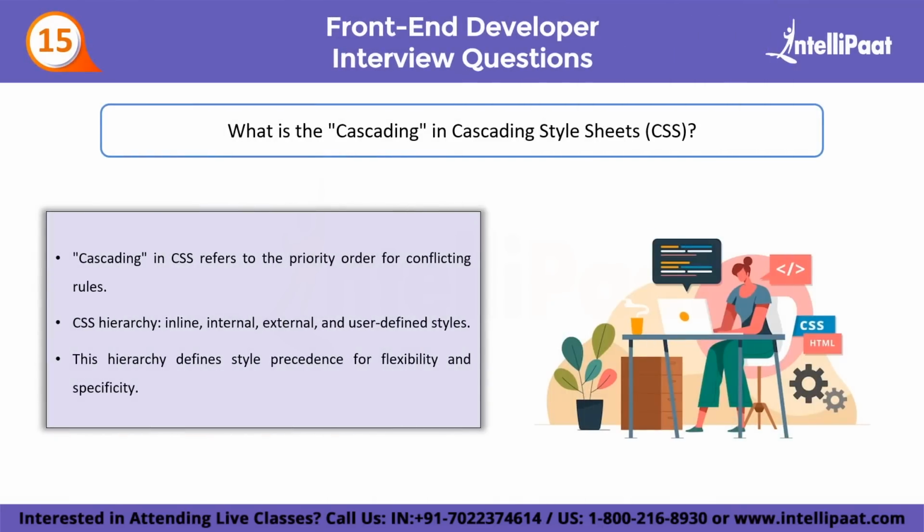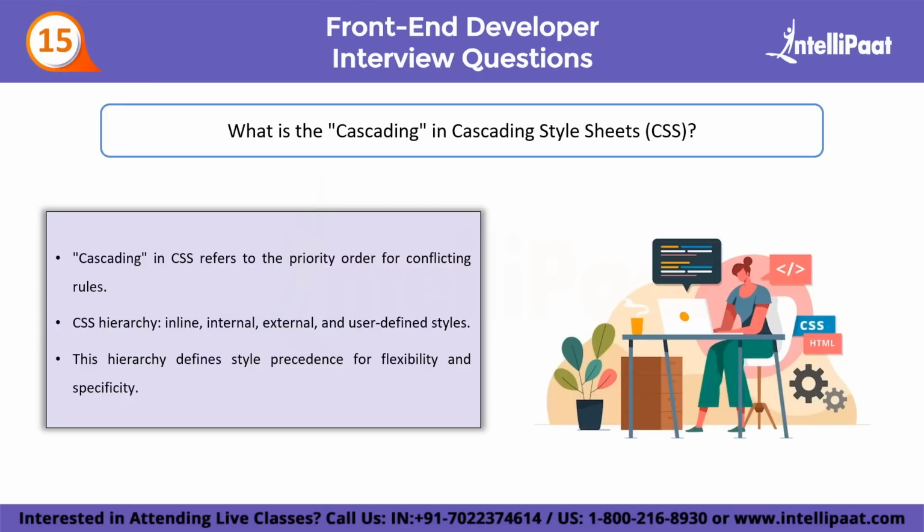The answer to this question would be, cascading in CSS refers to the process of combining multiple style rules and determining which styles should be applied to the elements on a web page. The term cascading comes from the order of priority that these styles follow. Here's how it works. The inline styles are applied directly to an HTML element using the style attribute. These styles have the highest priority and they override the other styles.